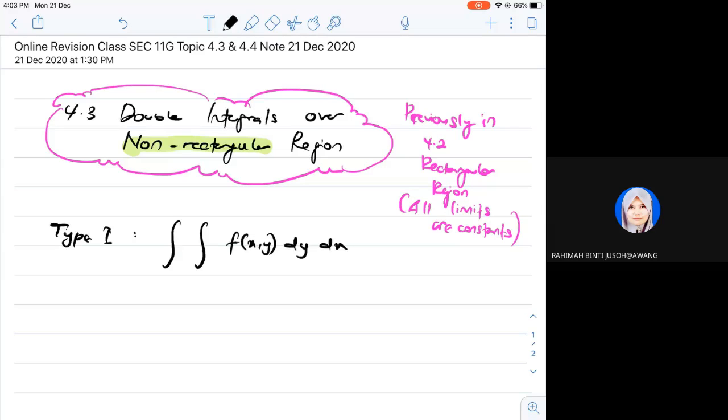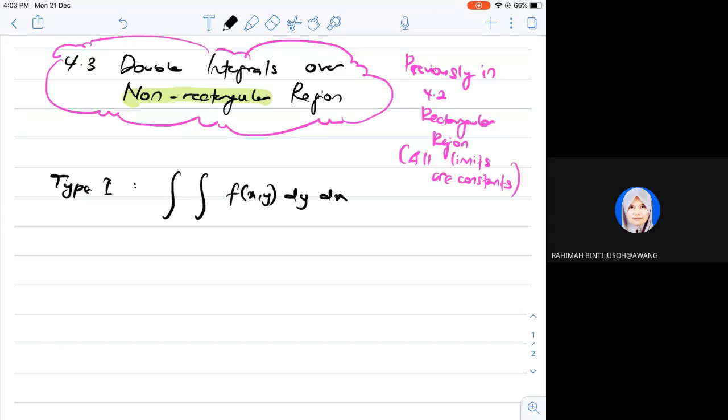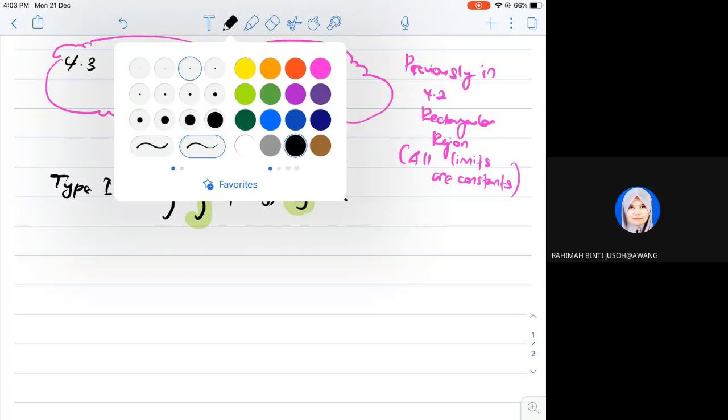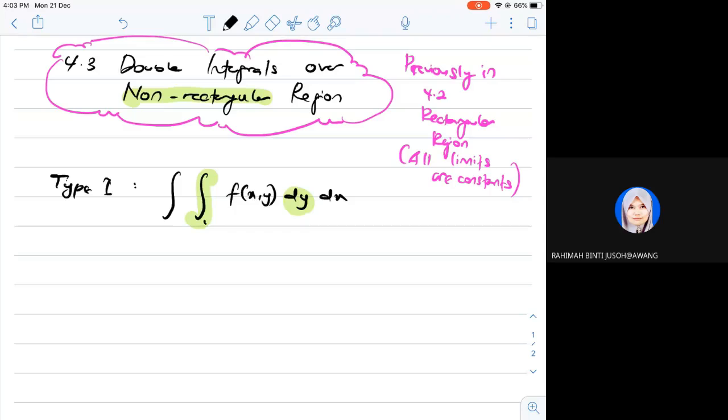All right, so for non-rectangular region, what happened here, guys? The limit, let's say dy, the limit here are involving functions, where we have y equals to g1(x) until y equals to g2(x). So it means all the limits are functions for the inner limit. And then the outer limit should be constant. So constant we have from point A until point B.